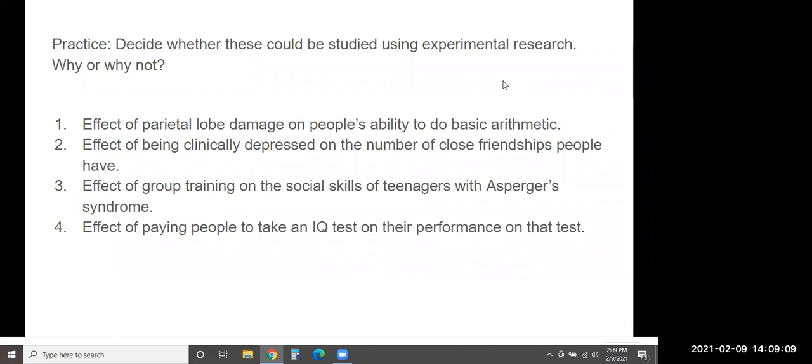I don't think this would be for a research experiment. I don't think we can make a research experiment for this. It doesn't sound like something we can do. We can't just simulate someone being clinically depressed and ruin a relationship. I forgot what's another one.